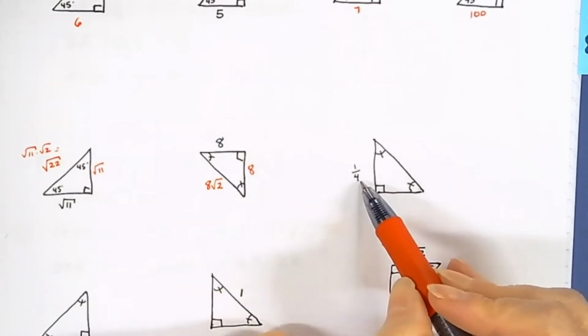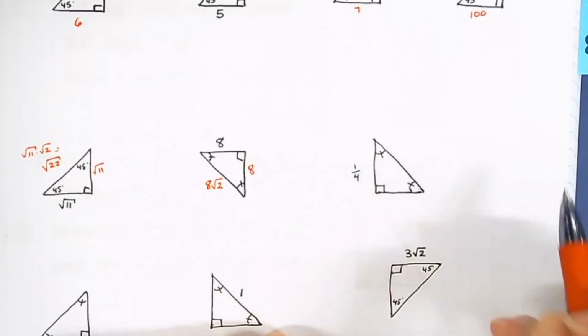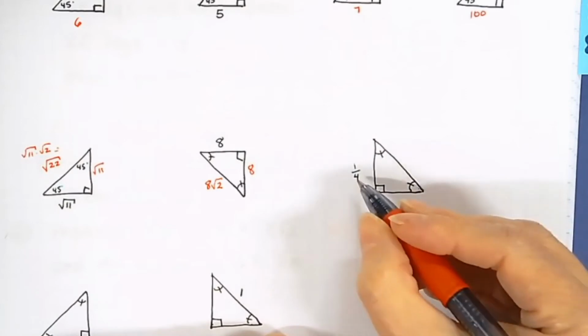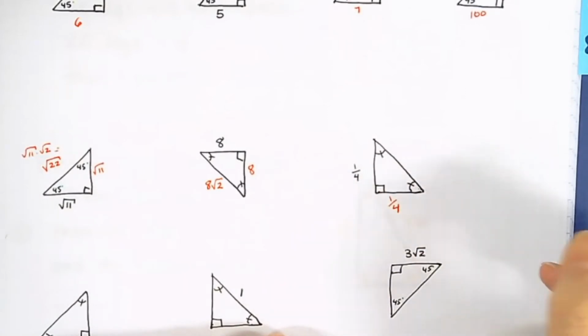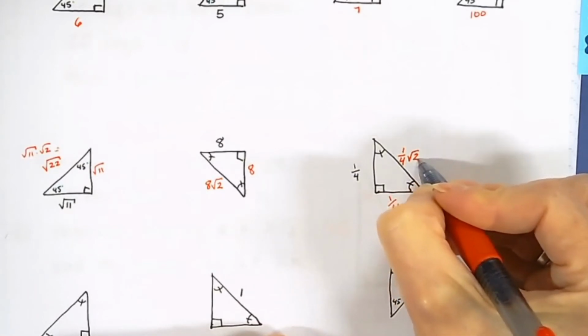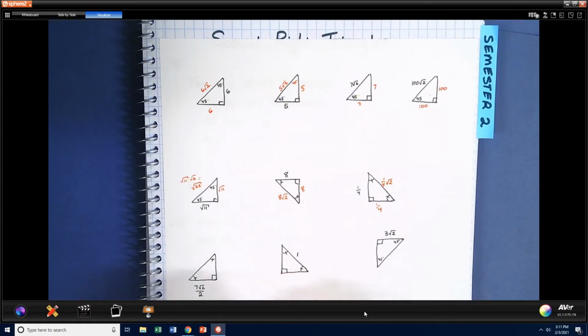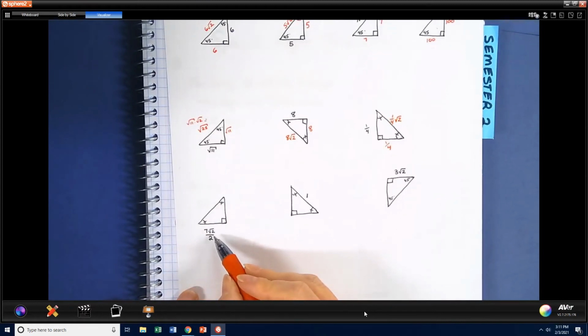Now, sometimes you might have fractions. Again, this is a 45, 45, 90. If my leg is a fraction, 1/4, the other leg is the exact same fraction. And the hypotenuse is just that fraction times the square root of 2. Same pattern. You might be given some really intimidating looking fractions that are of irrational parts.